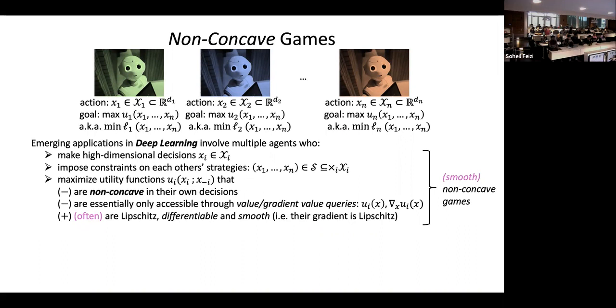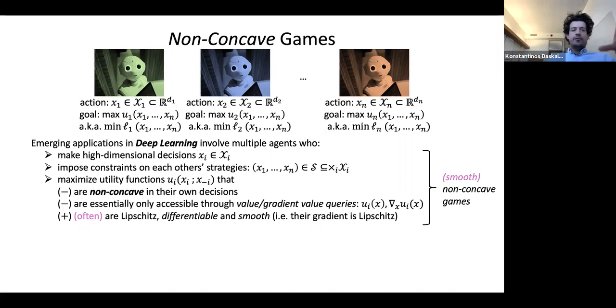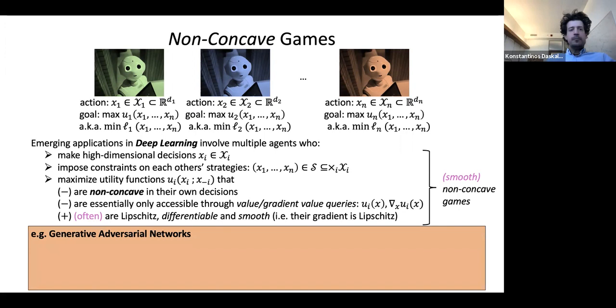Cool. So this is, abstractly speaking, the type of models we are interested in. And of course, let me give some examples of what it may capture from deep learning and outside of deep learning.